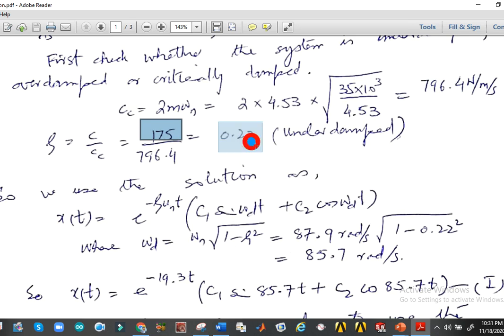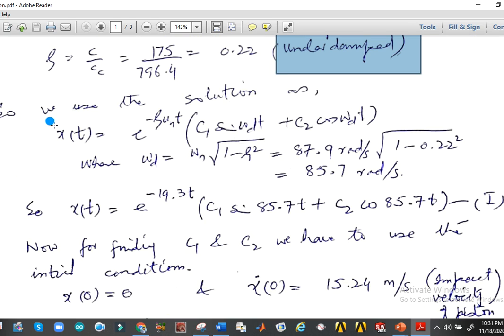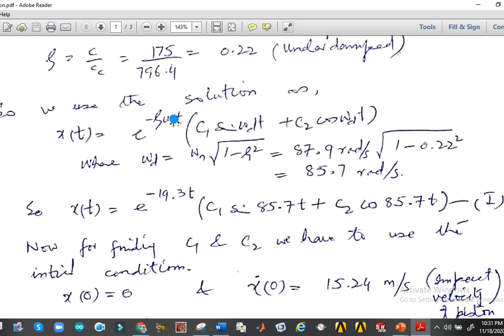Taking the ratio, that is 0.22, that means the system is underdamped. Now we have the amplitude response for the underdamped system, that is x of t is equal to e to the power minus zeta omega n t into bracket C1 sin omega d t plus C2 cos omega d t. So what is zeta? The damping ratio. Omega n is given, t is time, it is actually the simple harmonic motion response, C1 and C2 are unknown, and omega d.